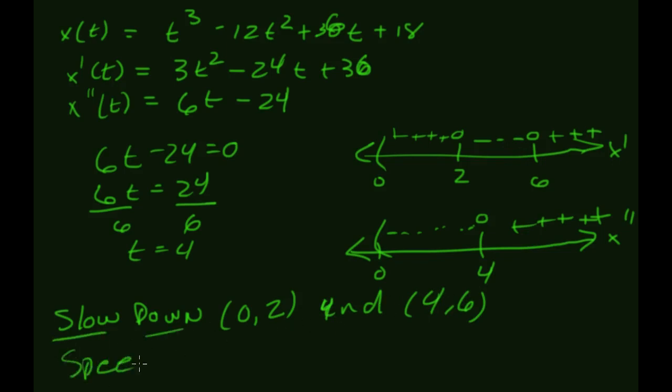We speed up on the interval from 2 to 4 because they're both negative. So that's speeding up and going to the left. And then from 6 out to infinity, we keep speeding up as we're moving to the right. Okay, so that gives me a little semblance of what that particle's doing.